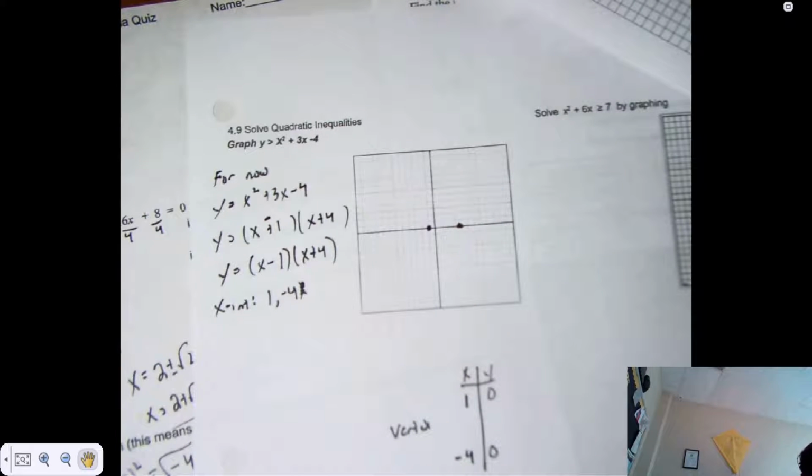Now, what's something that you more or less have to have to graph a quadratic? You have to have a vertex. That's why I left that space in the middle, because it is in the middle. There's two ways of getting the vertex out of this one.